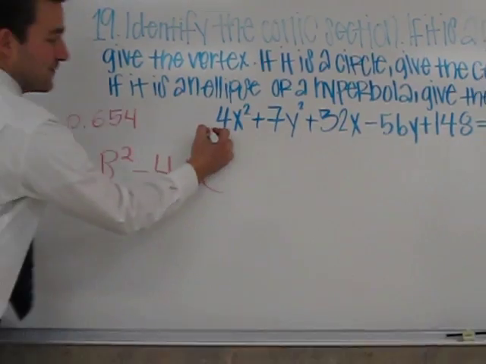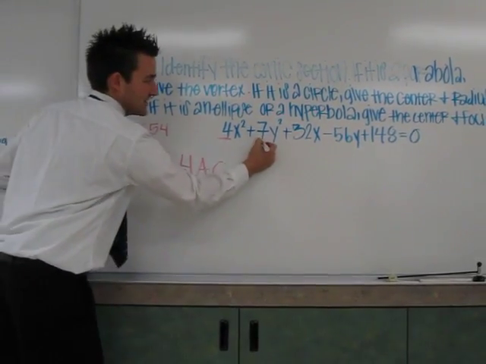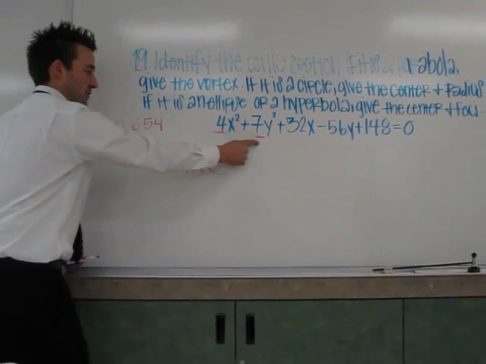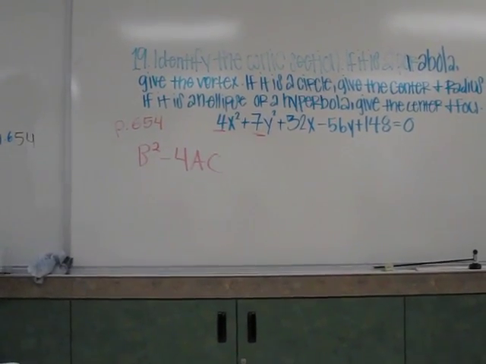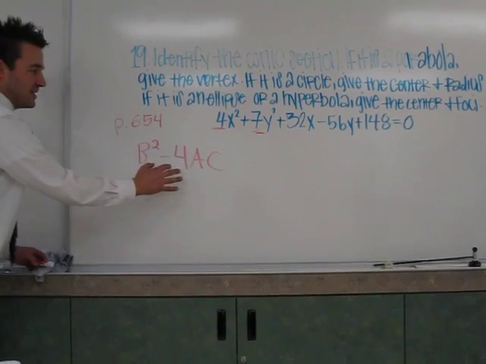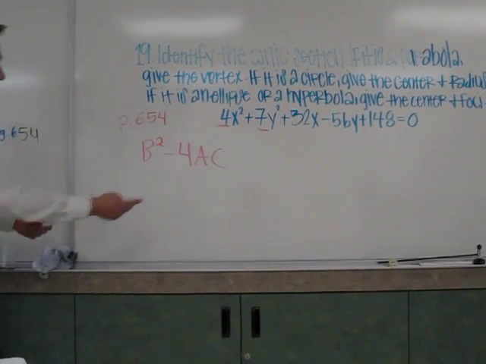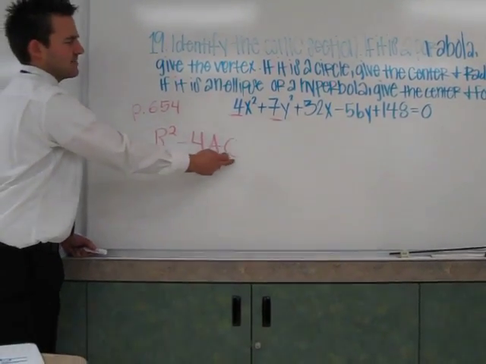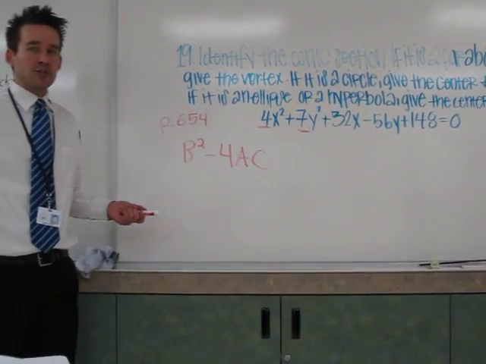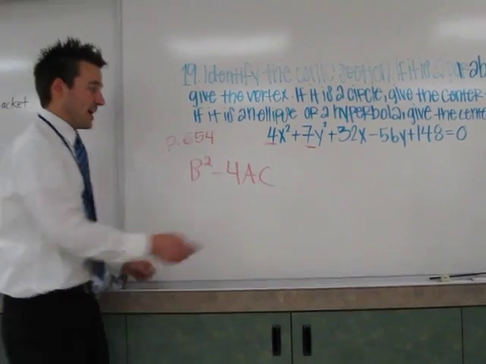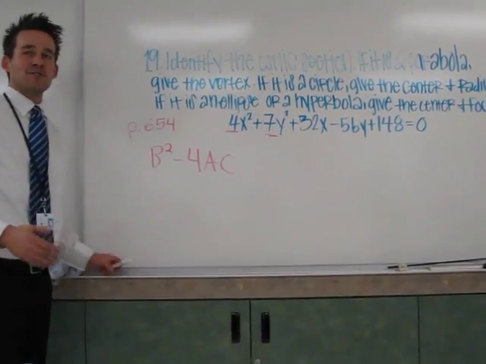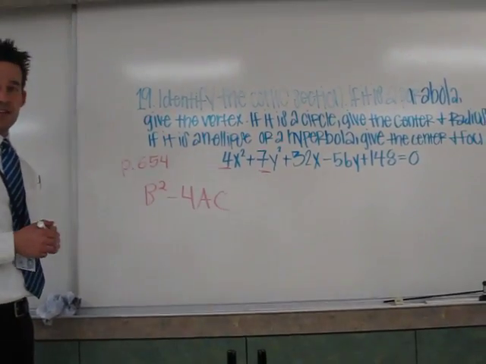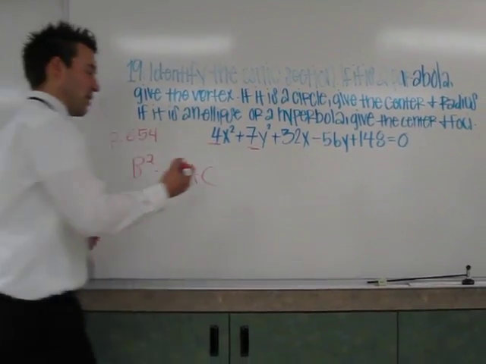Anyways, a is 4 and c is 7. So the coefficient of the x squared term and the coefficient of the y squared term. If we plug that into this equation, we actually don't have a b in this situation, so we have 0 minus 4 times 4 times 7. It's some large negative number. Because we see a and c are different values, this tells us that this particular equation is that of an ellipse. So we know it's an ellipse.